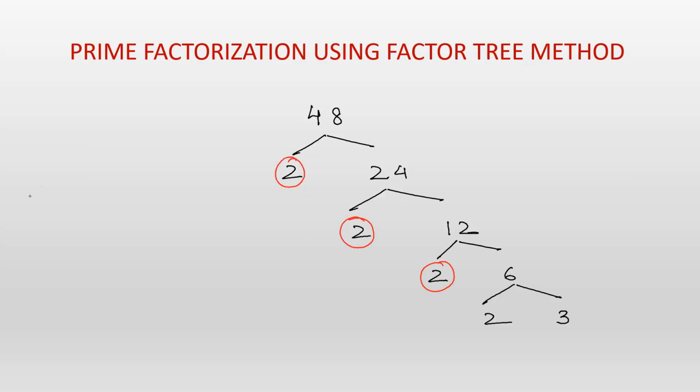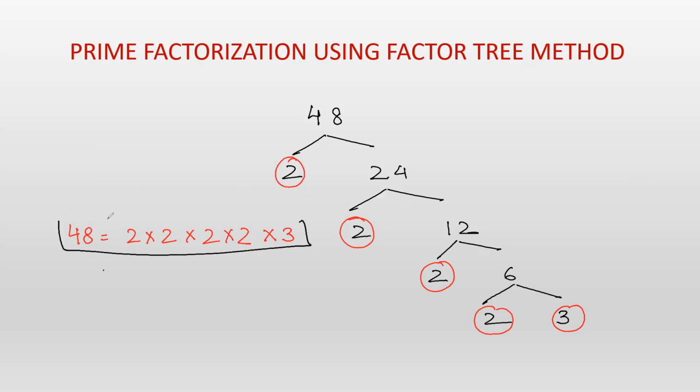So let's look over here that 2 is appearing 4 times. 3 is a prime number, let's circle it. So 48 can be expressed, the prime factorization can be done, as 2 times 2 times 2 times 2 times 3. 2 is appearing 4 times, and 3 once. So this is the prime factorization of number 48 using the factor tree.